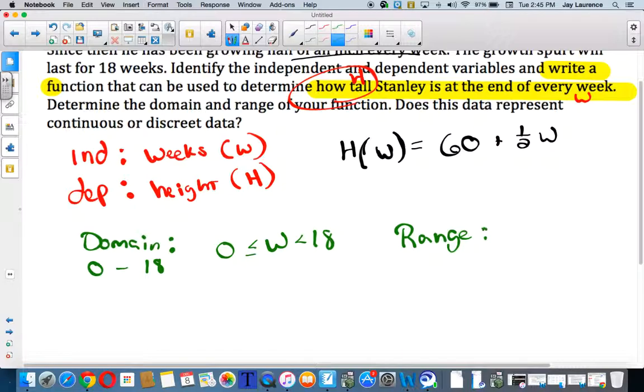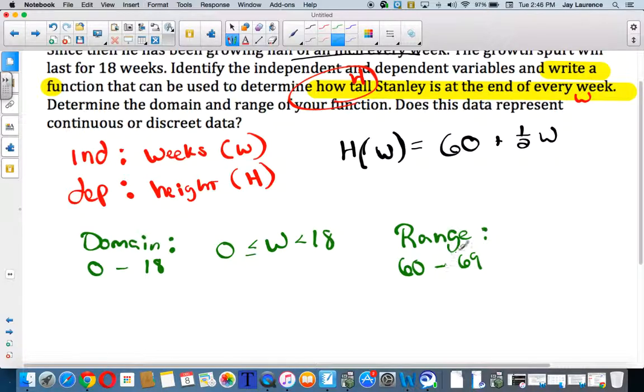I want to figure out all possible values for his height. Well, at the start of the growth spurt, how tall can he be? He could be 60 inches. At the end of the growth spurt, I believe he can be 69 inches. Okay, because 1/2 times 18 would be 9. And if I add that to 60, he's grown 9 inches. That'd be 5'9" if I wanted, but I'd like it better in inches.